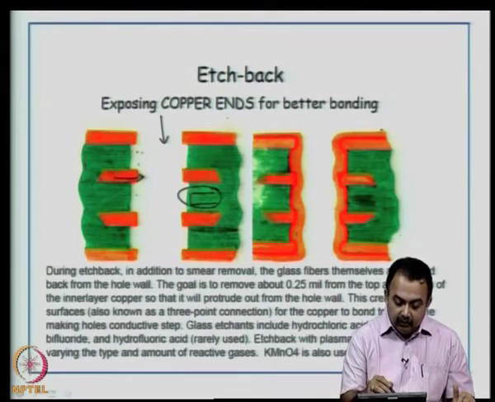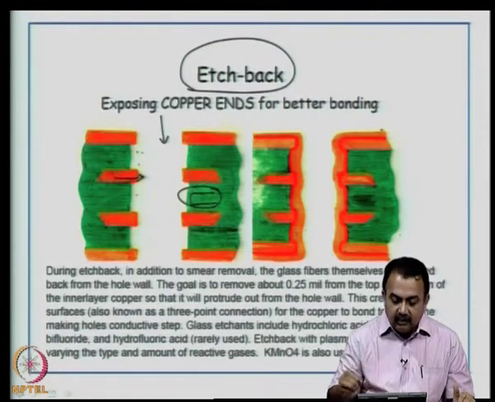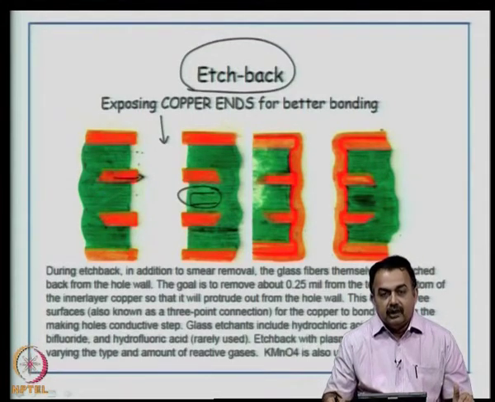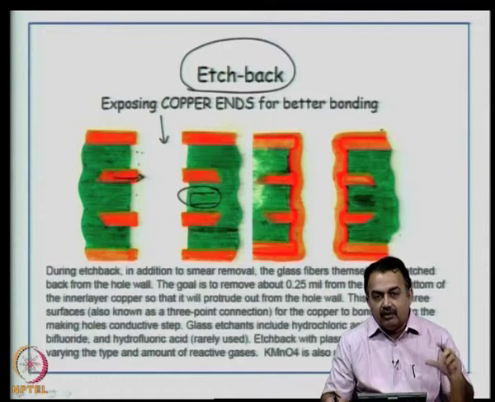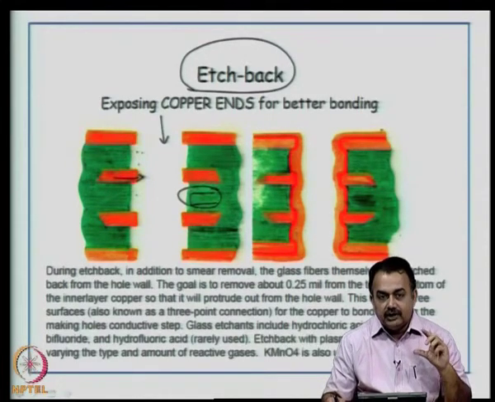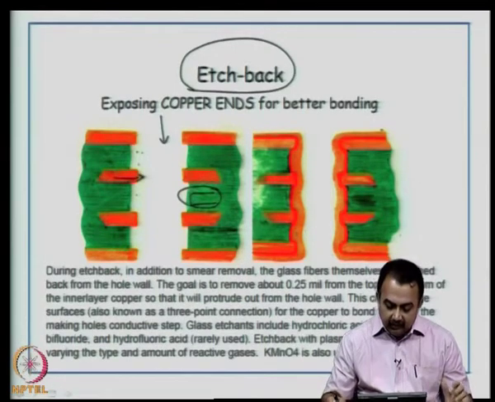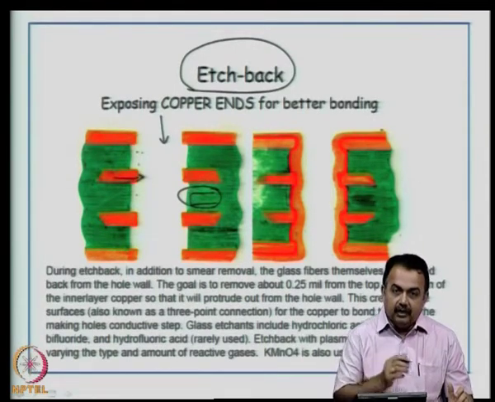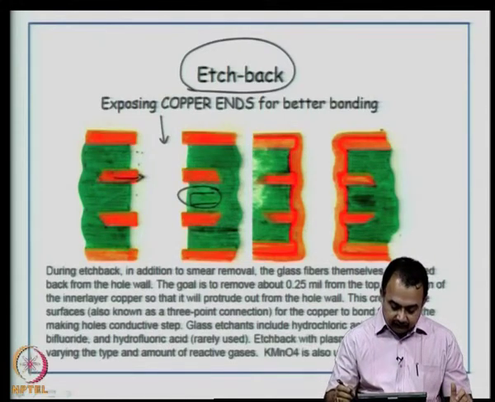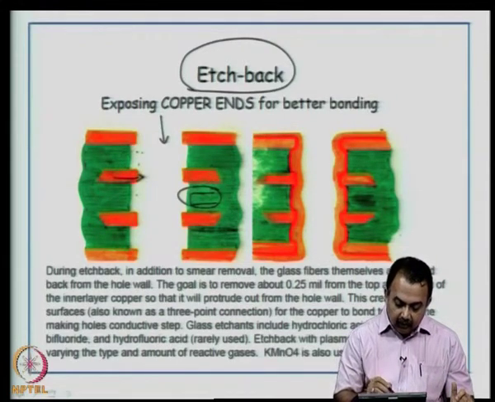Therefore, we compulsorily do what is known as an etch-back process. It will expose the copper ends of all the inner layers for better bonding. Once you see the copper ends of the inner layers, you can do electroless copper followed by electroplating copper, and you can get better bonding between the inner layers. How do you do that?